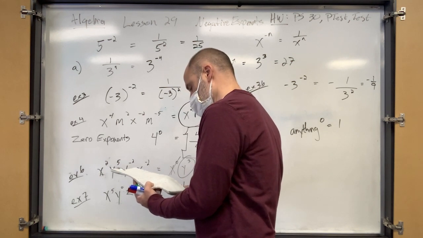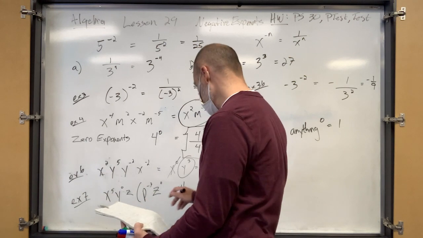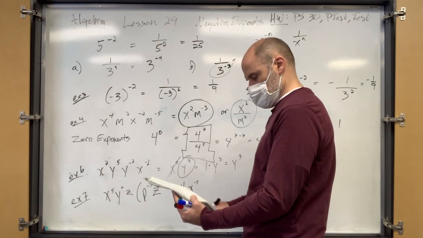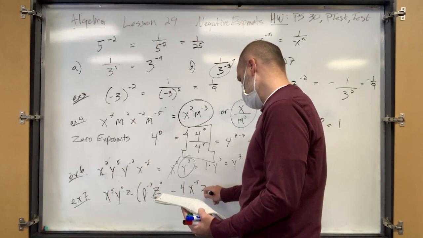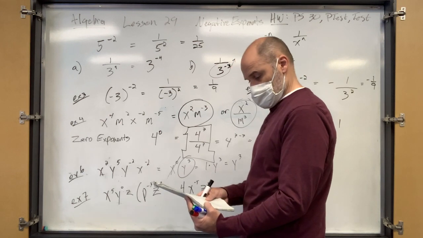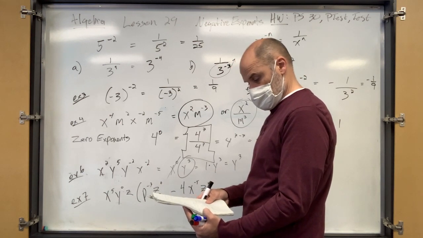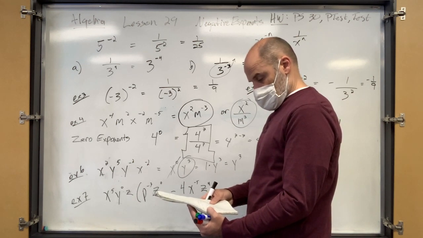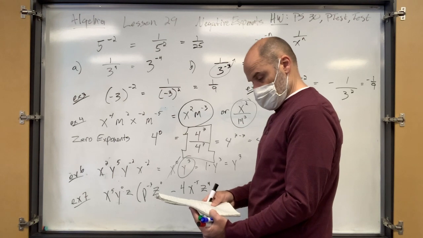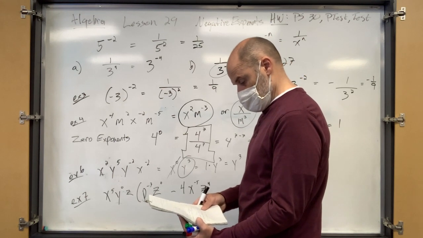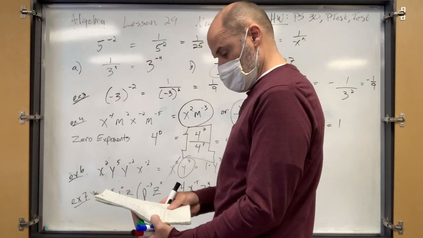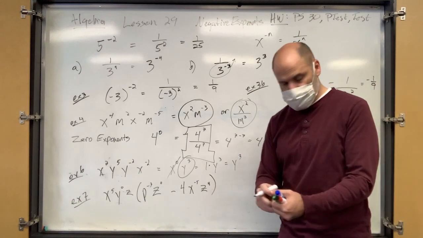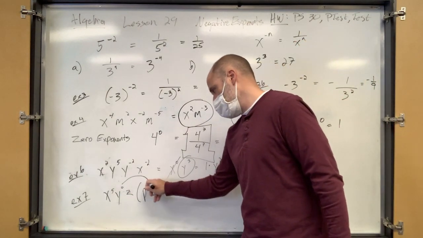This is just a distributive problem, which only means that it's, oh goodness. I can't read my writing. Okay. So this is just a distributive problem. So we're just going to distribute this to both, right?